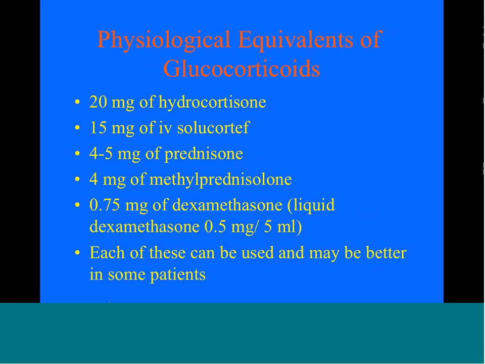That's equivalent to about 4 to 5 milligrams of prednisone, 4 milligrams of methylprednisolone, 0.75 milligrams of dexamethasone, and there is a liquid dexamethasone which I found very helpful in several patients at 0.5 milligrams per 5 mils. You can use just a little less liquid and titrate these down, and each of these can be used and may be better in some patients.